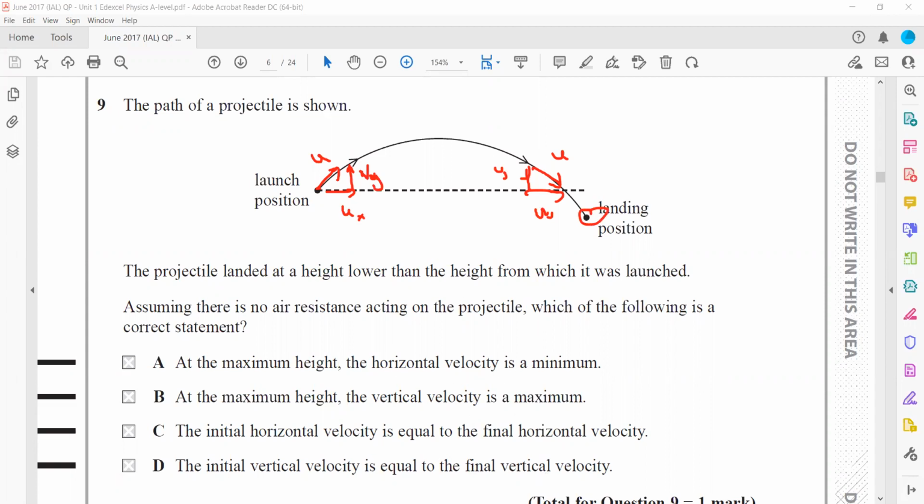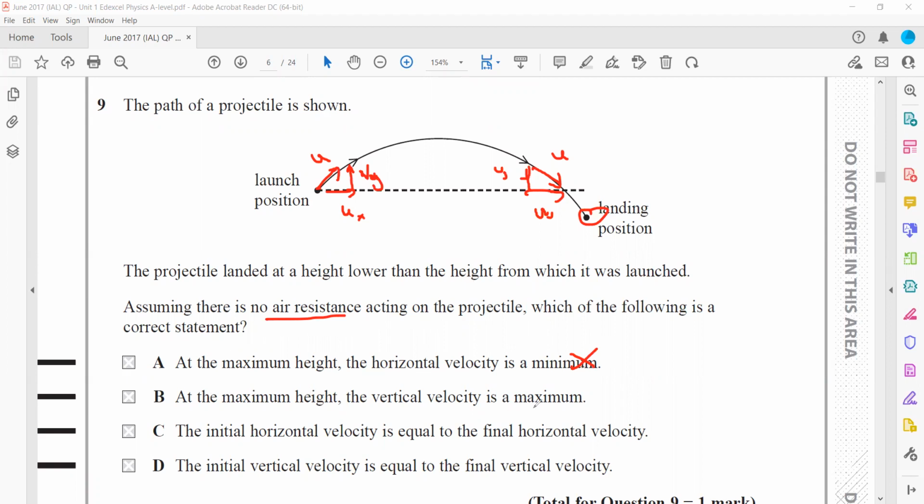And there is no air resistance. So assume there is no air resistance. Which of the following is true? At maximum height, the horizontal velocity is minimum. That's wrong. If there is no air resistance, horizontal velocity does not change. So that's why A is not the right answer.